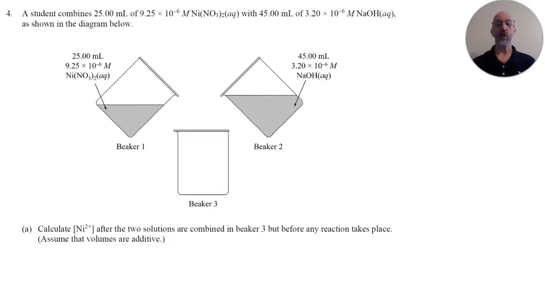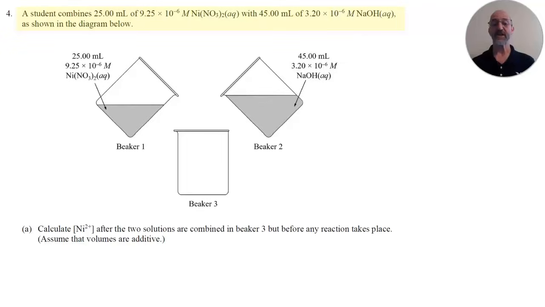In question 4, we can see a diagram that shows an experimental setup. It looks like two different solutions are about to be combined together. It says, a student combines 25.00 milliliters of 9.25 times 10 to the negative 6 molar nickel nitrate. So nickel nitrate has the chemical formula Ni(NO3)2. So the solution in beaker 1 represents 25.00 milliliters of 9.25 times 10 to the negative 6 molar nickel nitrate.